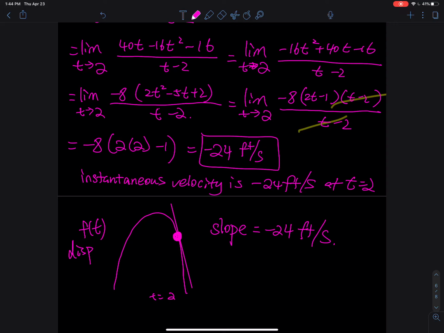So that will be all for this velocity problem. In the next problem, I will show you how to find the slope of any function at any point using limits.